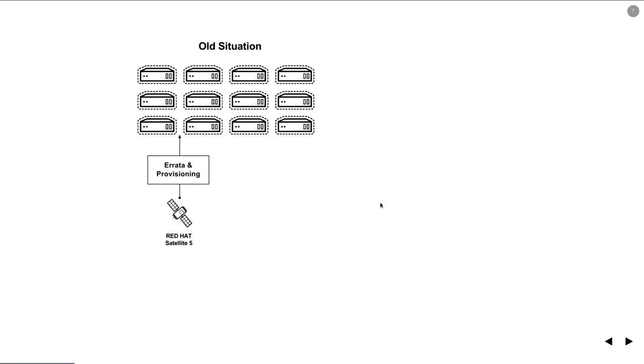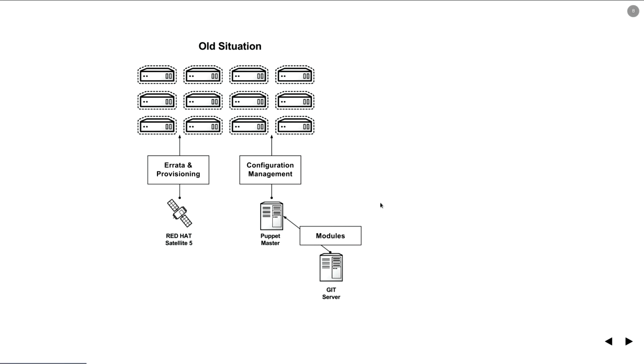You've got a Satellite 5, you had RHEL provisioning, and then you went, right, I want to do some more sophisticated configuration management. As we do in all of our guides, we talk about ACME Corp, a hypothetical company. Using Satellite 5, they're doing some kickstarts, they've deployed servers. Now they want some more sophisticated configuration management. So they're going to deploy a puppet master.